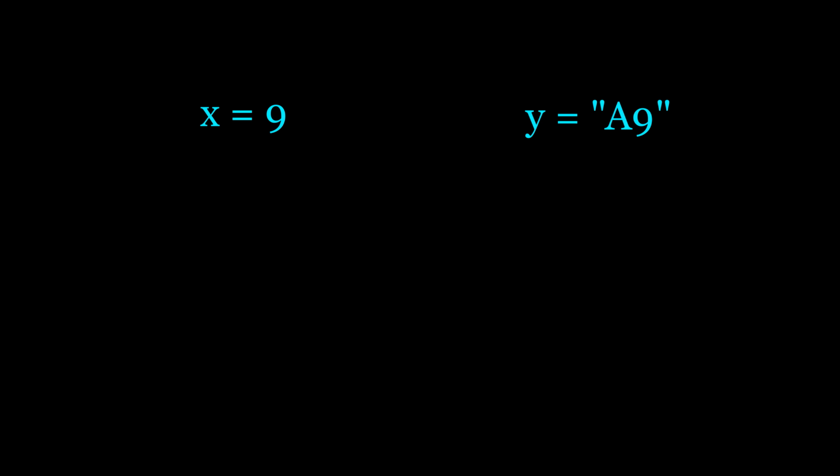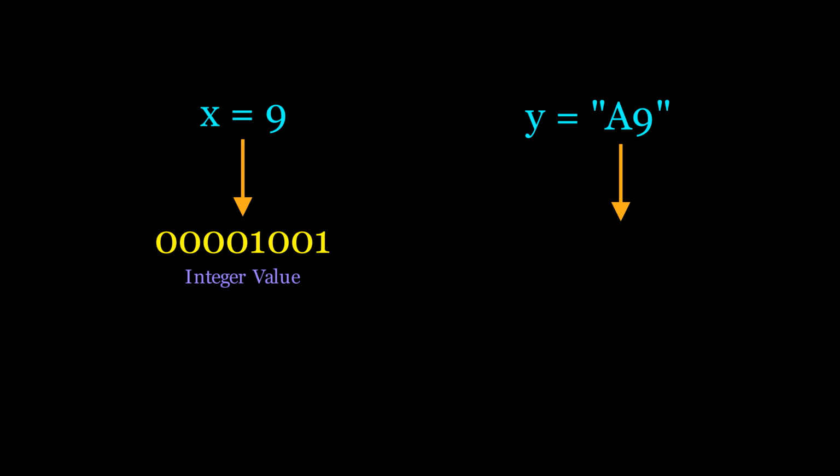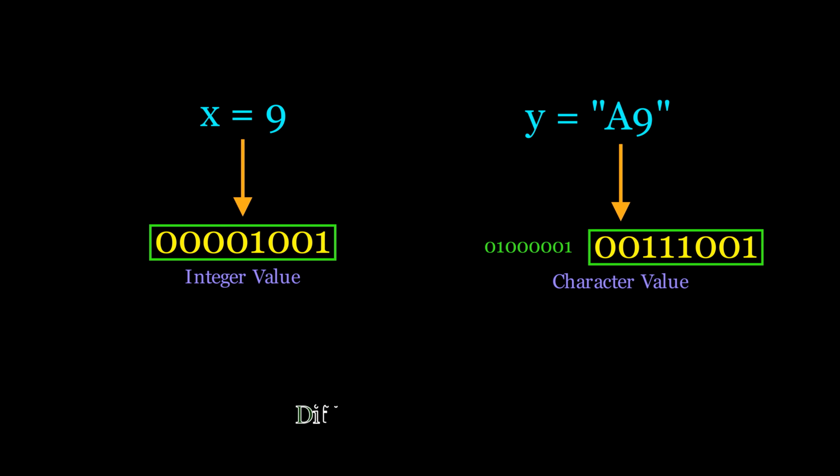Now understand the differences. Take an example, x equals 9 and y equals A9. In the first case, 9 is an integer, so the binary value of 9 is stored in memory. In the second case, 9 is in character format, which means the binary value of 57 is stored in memory. At the memory level, both types are different. This is the point you should catch.